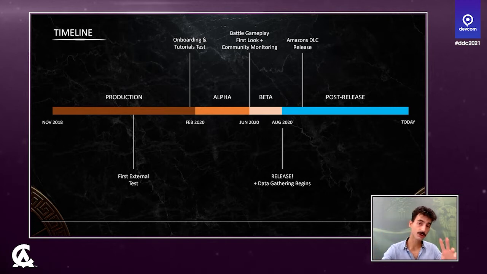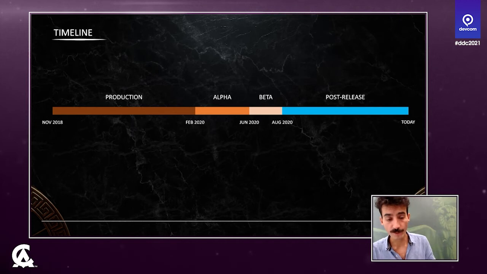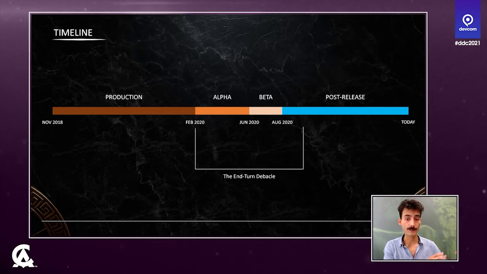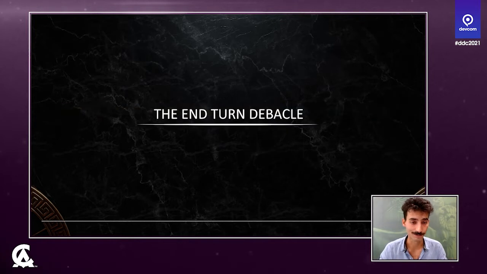Now, we're going to focus on 2 specific periods in this timeline. The first one spanning from February 2020 up around the release of the Amazon DLC, and this is Entering the Battle. The second one from the start of beta up until 1 or 2 weeks before release, called Turning the Tide. Now, let's go into Entering the Battle.